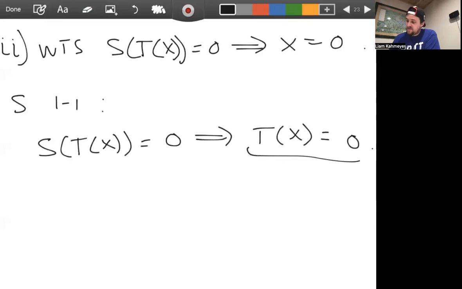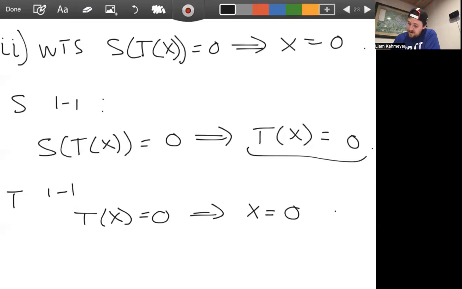But now we have T of X equals 0, and T is one-to-one. So T of X being 0 implies that X is 0, which gives us the injectivity property of the composition. Therefore, S composed T of 0 is 0. Therefore, the composition is injective.